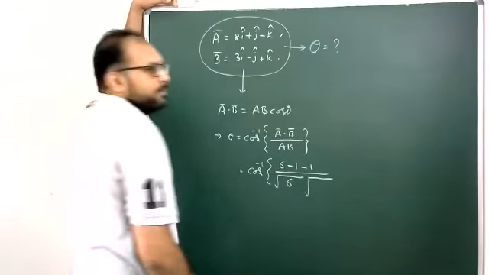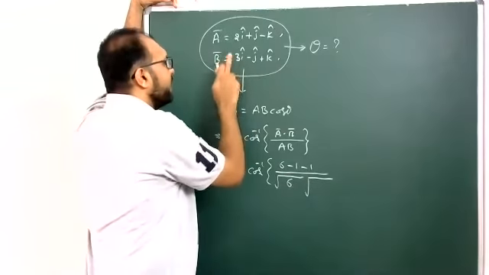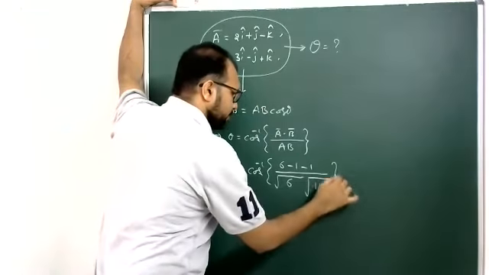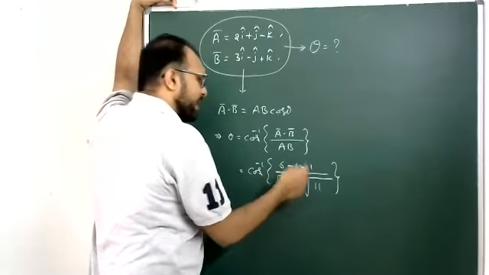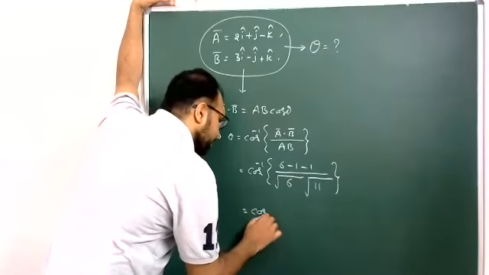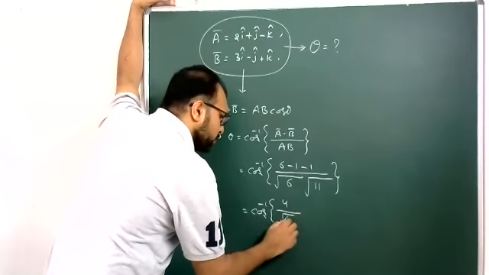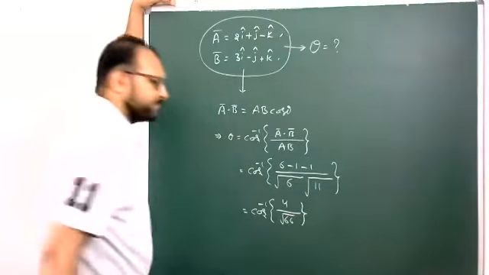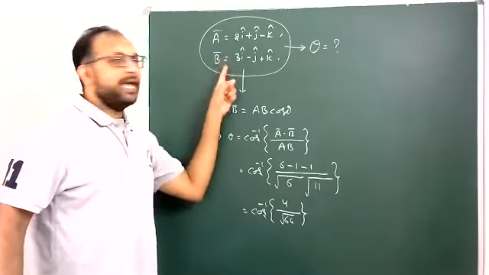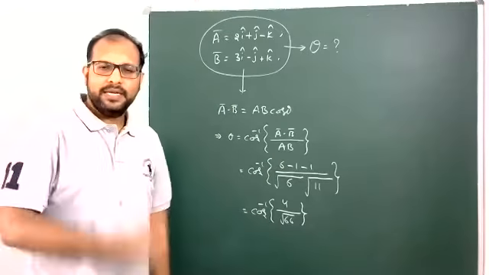Next, modulus of B bar, nothing but B. Under root 3 square 9, plus 1, 10, plus 1, 11. Now 6 minus 1 minus 1, that is now 4. So the final answer is cos inverse of 4 divided by root 66. So this is the angle between these two vectors A bar and B bar. This is the angle, right? Take that.